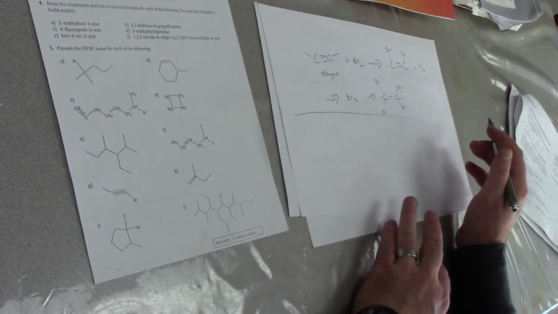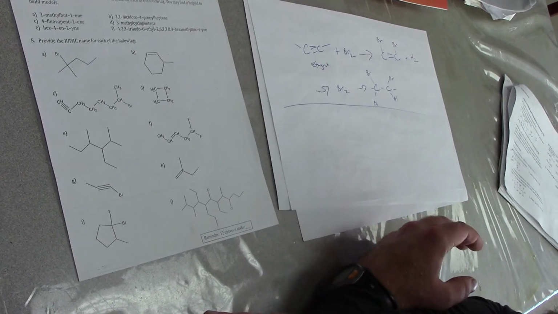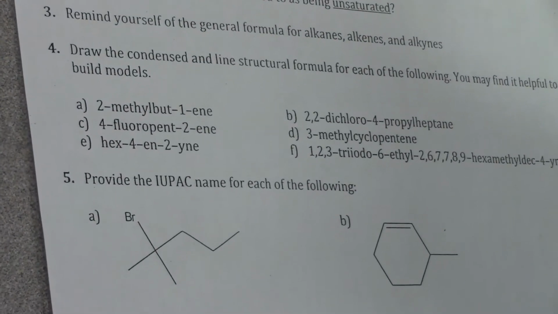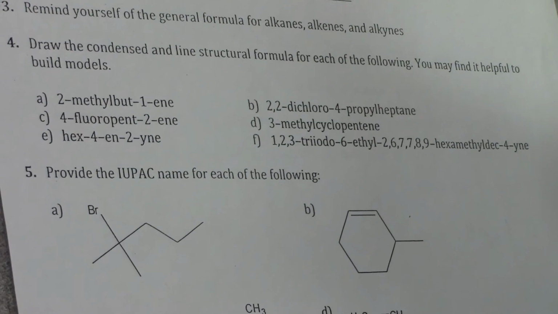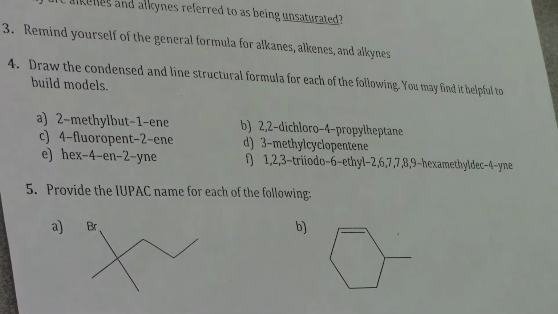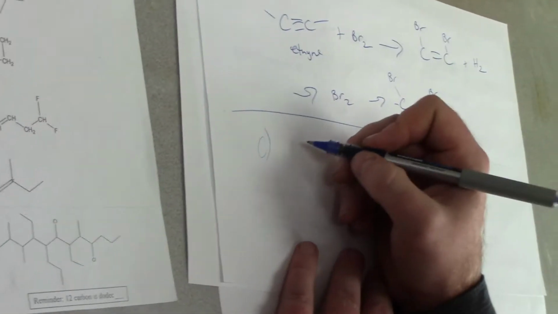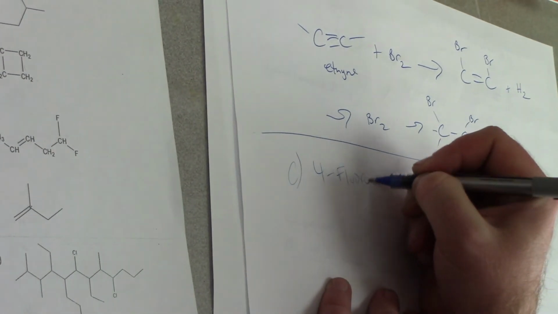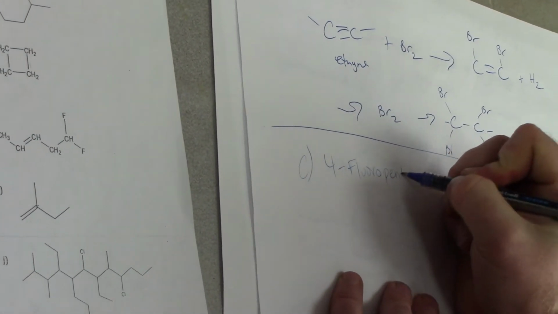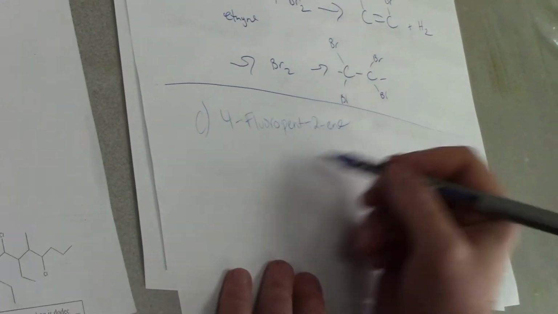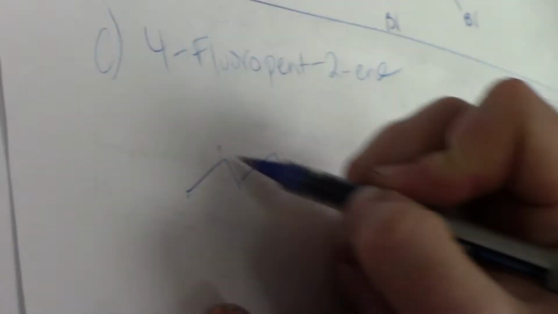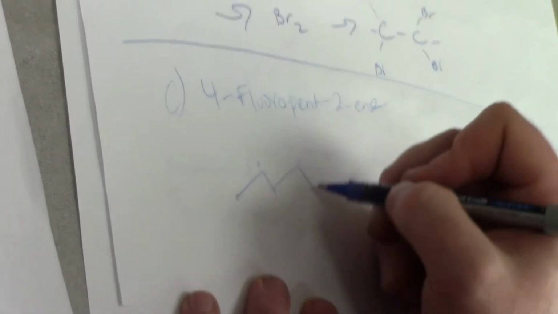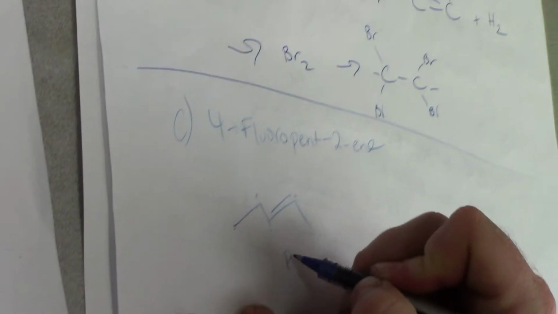So let me do some examples of halogenated hydrocarbons that you have on your nomenclature sheet. I'm going to look at 4C. Oh, my pen's running out of ink here. Fluoropentene. Okay, so to draw this, 1, 2, 3, 4, 5. I'm going to have a double bond on carbon 2, so that's pentene.